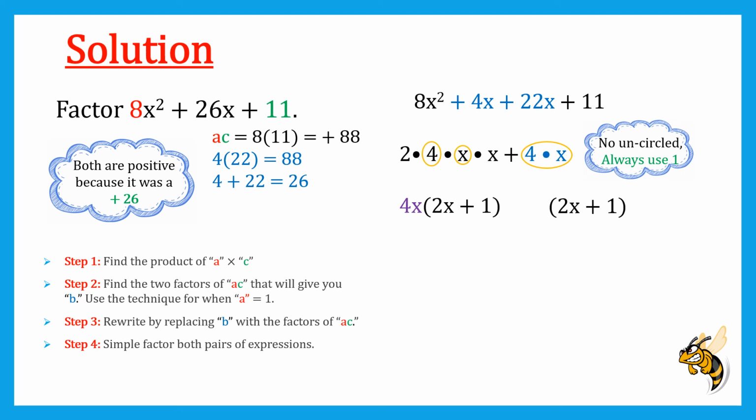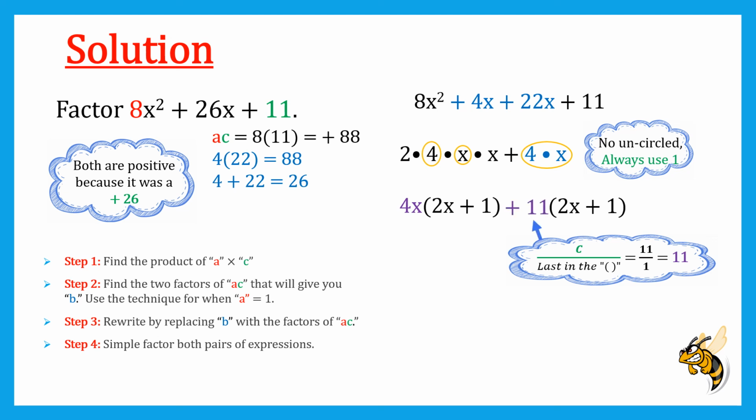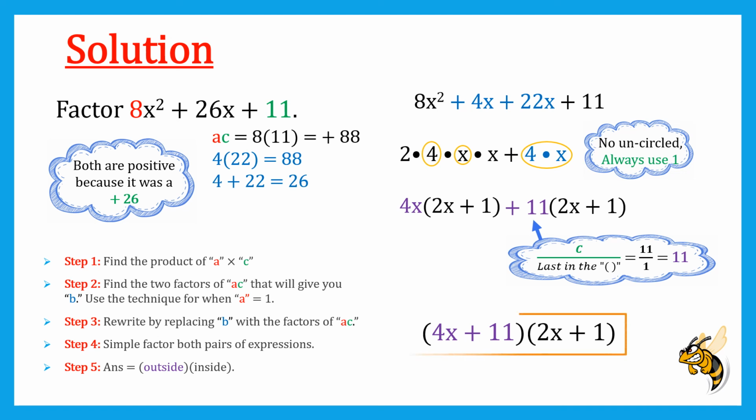To find the GCF of that parentheses, we're going to do c divided by the last in the parentheses. So therefore, it's 11 divided by 1, which is equal to 11. So it's going to be a positive 11. Remember, outside times inside. So therefore, it's going to be 4x plus 11 times 2x plus 1. Remember, it doesn't matter which parentheses come first. You could have 2x plus 1 times 4x plus 11, and it would be exactly the same.